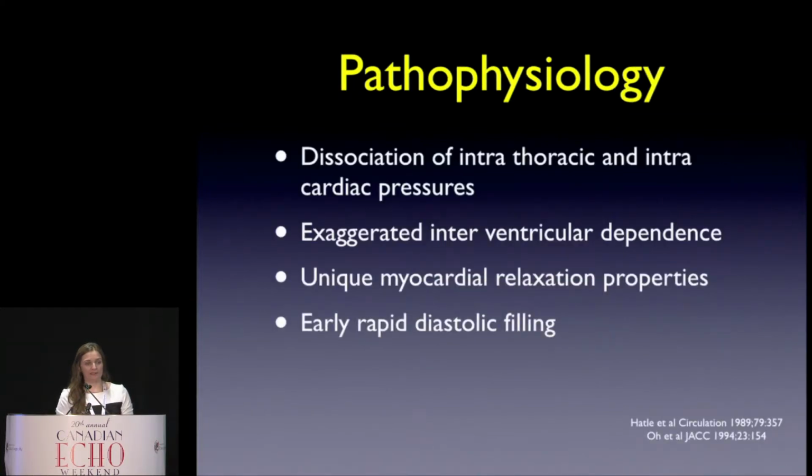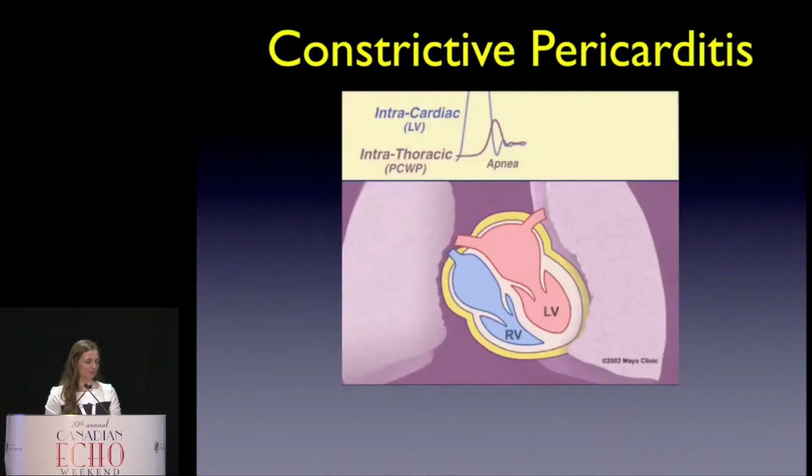So what we look for is the presence of dissociation of intrathoracic and intracardiac pressures. That abnormal pericardium isolates the heart from changes in the pressures happening in the thorax with respiration. Because you're in a relatively fixed cardiac volume with that constraining pericardium, there's an enhanced interventricular dependence. There are also unique relaxation properties because of the tethering that can happen with the abnormal pericardium. And as I said, there's early rapid diastolic filling because it does not get limited until the effects of the abnormal pericardium occur.